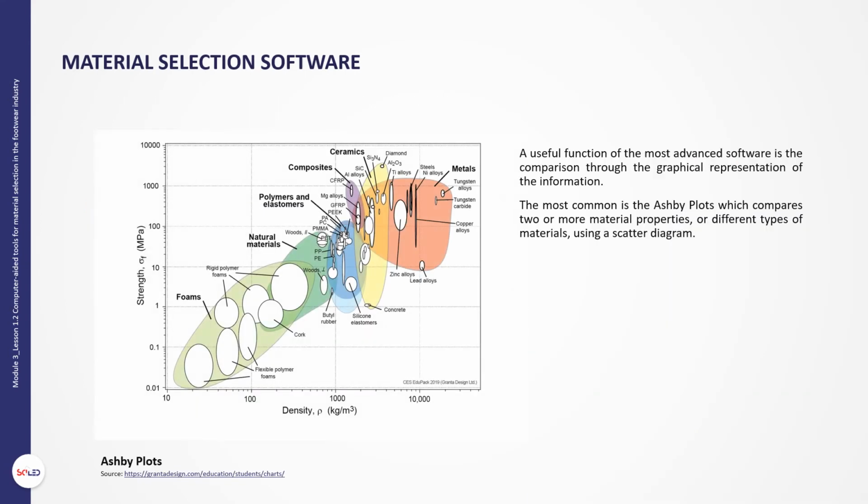As previously mentioned, the most advanced software allows a comparison and a graphical representation of the information through diagrams. One of the most common is the Ashby plots, which is named after the engineer Michael Ashby of the Cambridge University. This type of diagram compares two or more material properties, or different types of materials, using a scatter diagram.